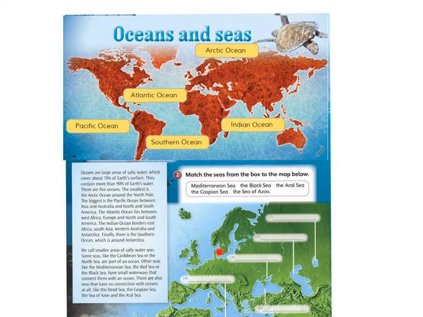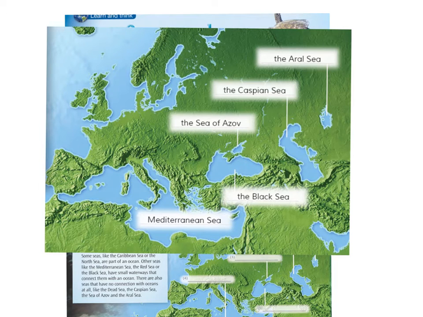Now let's check the one with the descriptions of the seas. And here it is. These ones don't have any connection with any sea around or any ocean around. They are completely inside. And the names of these seas are the Sea of Azov, the Caspian Sea, the Aral Sea, the Black Sea. This one has a connection with the Atlantic Ocean, and it's the Mediterranean Sea. Write your corrections in case you have any mistakes.